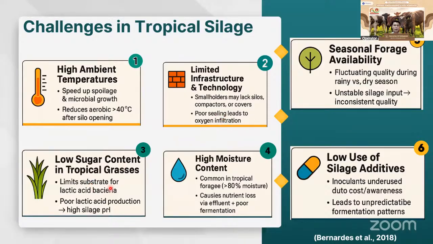And another one is the quality of forage, such as sugar content or high fiber. This may affect lactic acid production, or the pH does not reduce as we expect. And another one, high moisture content. This needs to be well considered. If higher than 80%, this may lower the quality of silage. And the seasonal availability may also be considered a cause of low silage quality.